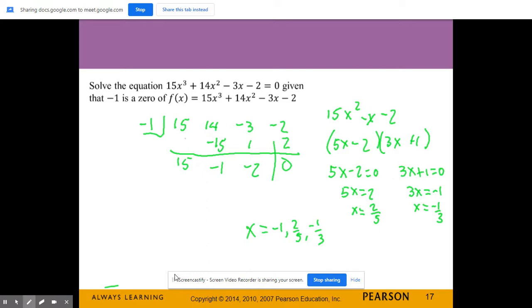So the first thing I did was I did synthetic division, given that negative 1 is already one of the zeros. Worked it out, got the 0 remainder. Otherwise, that wouldn't have made sense. You end up with 15x squared minus x minus 2. I factored it and then set each of the factors equal to 0 and got 2/5 and negative 1/3. So that means the three solutions to that original equation are the negative 1 that was given and the 2/5 and the negative 1/3 that we just found.